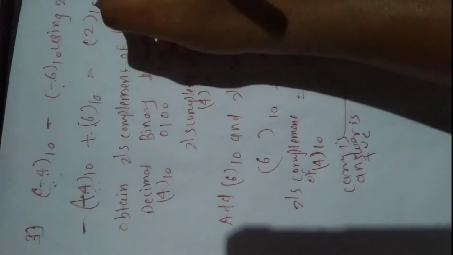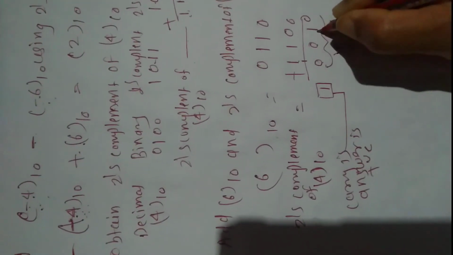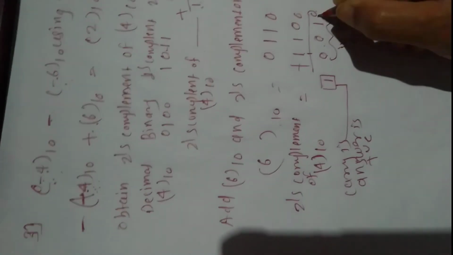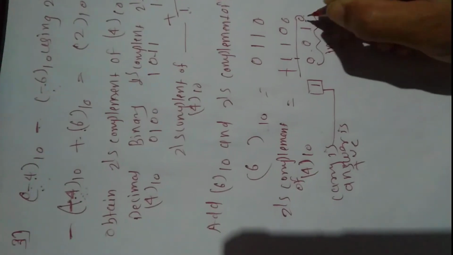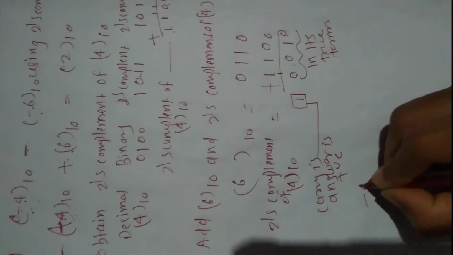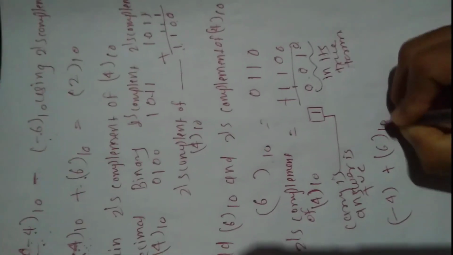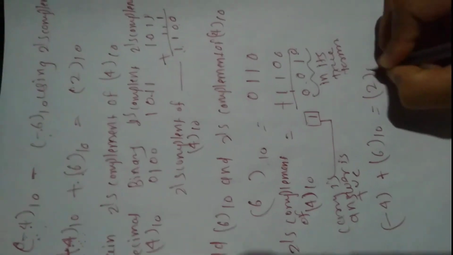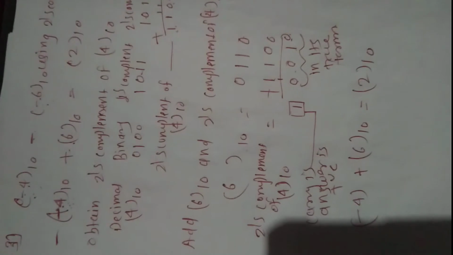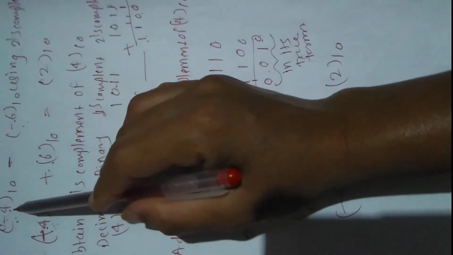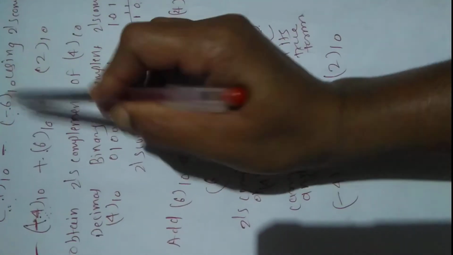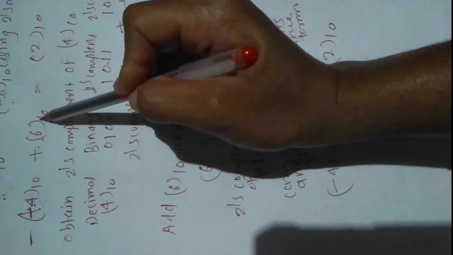The answer is in true form. Minus 4 plus 6, we want. That answer is positive 2, and this 0 0 1 0 binary number represents 2. So we stop here. Minus 4 plus 6 of 10 is equal to 2 of 10. This is the answer, in its true form. This is minus 4 plus 6. So for the second number we do not take the 2's complement.